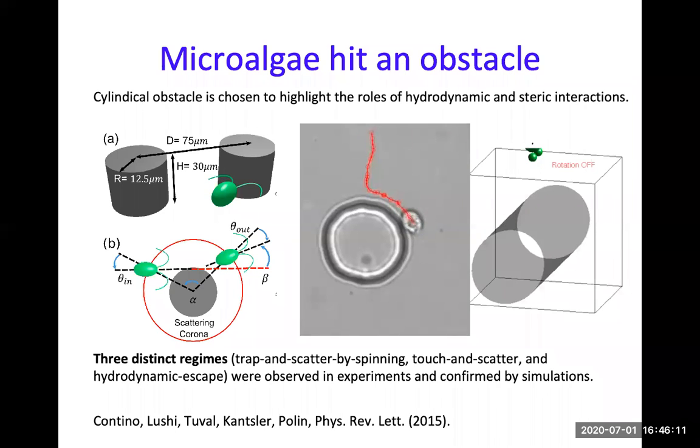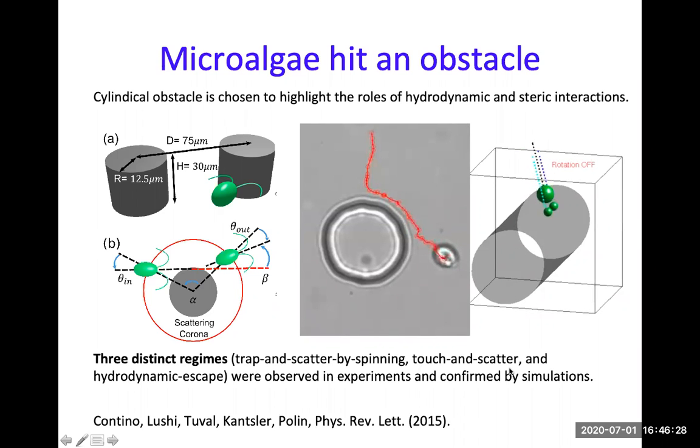So this particular obstacle shape, a cylinder, was chosen because it's easier to distinguish the various regimes. And indeed, these regimes came out, right? The trap and scatter by spinning, touch and scatter, and the hydrodynamic escapes. So we saw this in experiments.